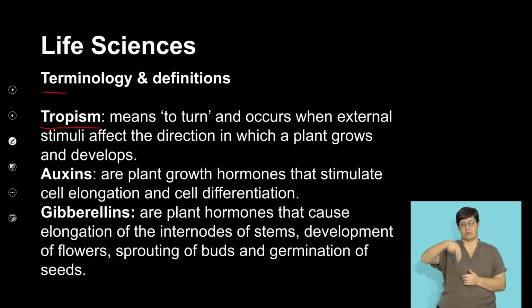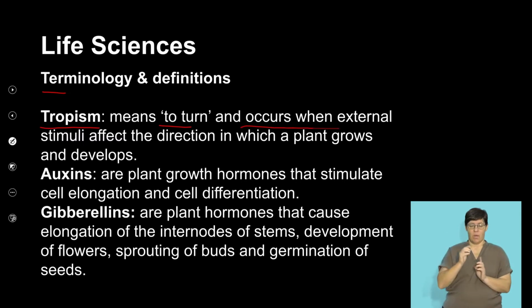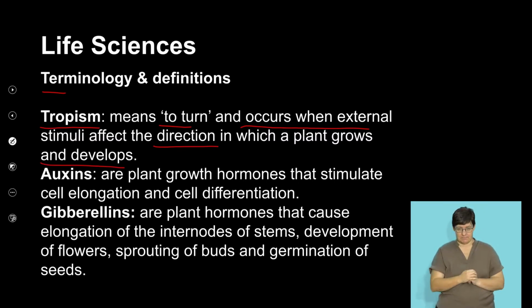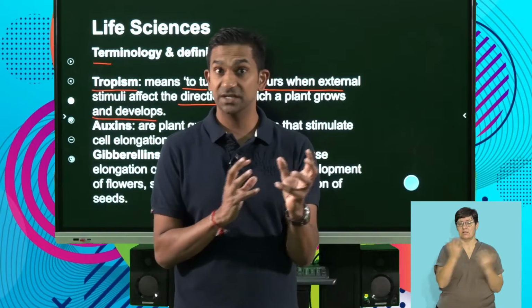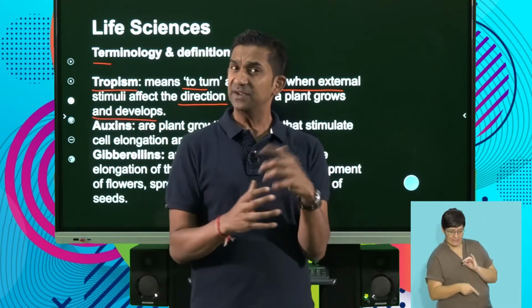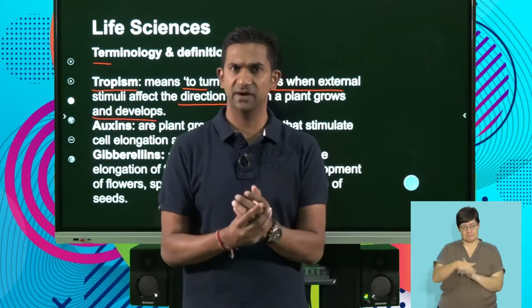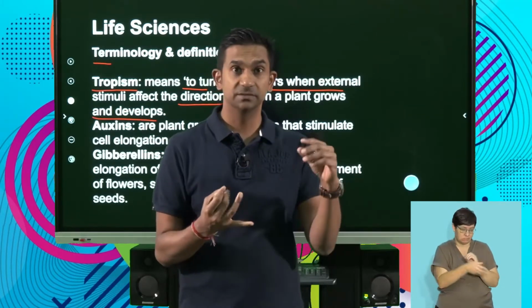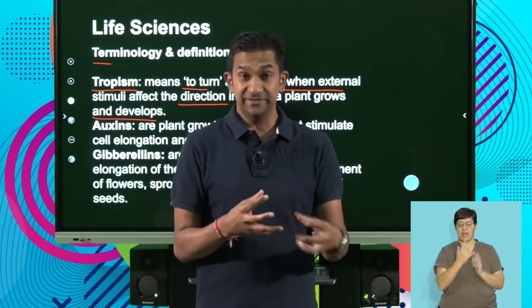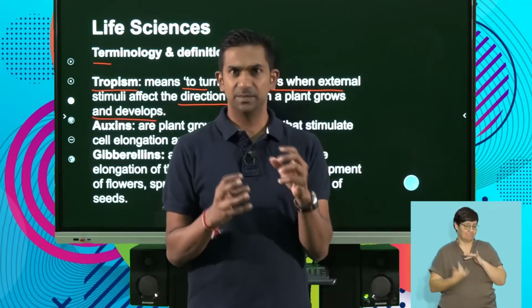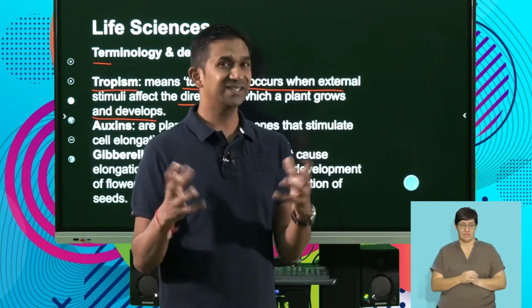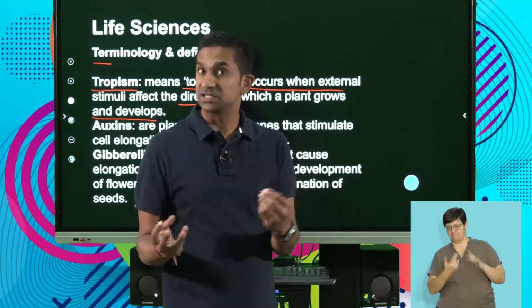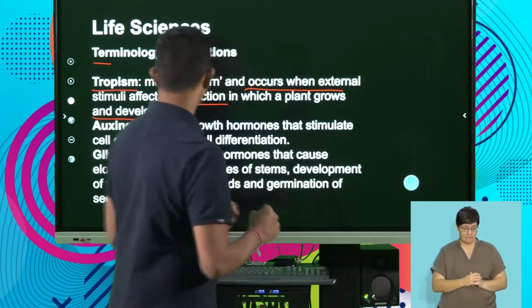So the concept of tropism. Tropism essentially means to turn and occurs when an external stimuli affects the direction in which a plant grows and develops. So if we talk of tropism, it is basically a plant turning towards a stimulus. And there are various different stimuli that are present in the environment, from the availability of water, light, gravity. So these are all stimuli that plants respond to. So they're quite sensitive towards different stimuli in the environment, so we'll have to look at that as well.